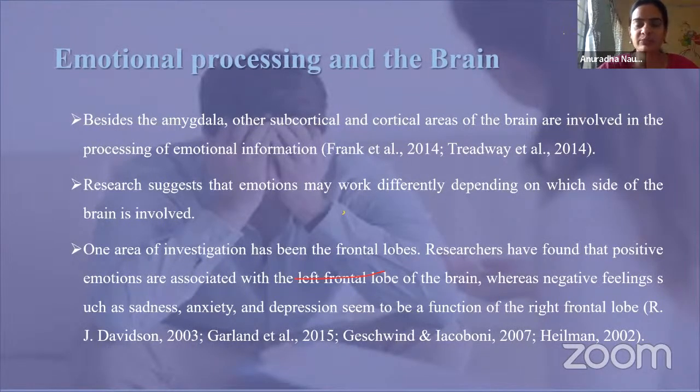So many people have worked on how our brain perceives different emotions, and it has been found that there are different areas of the brain relating to each and every emotion. So for example, positive emotions such as happiness or giddiness or other happy emotions, they are associated with the left side of the brain. Okay, and negative feelings such as anxiety, depression, sadness, they have been associated with the right frontal lobe. Frontal lobe means the forward part of the brain. Okay.